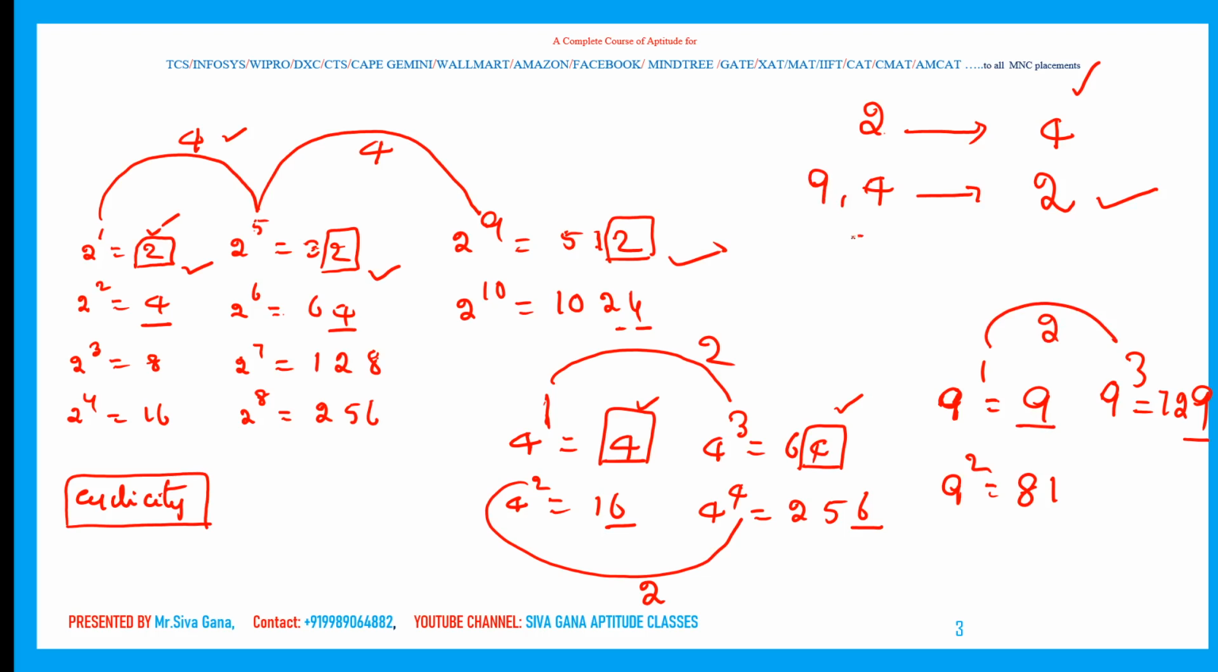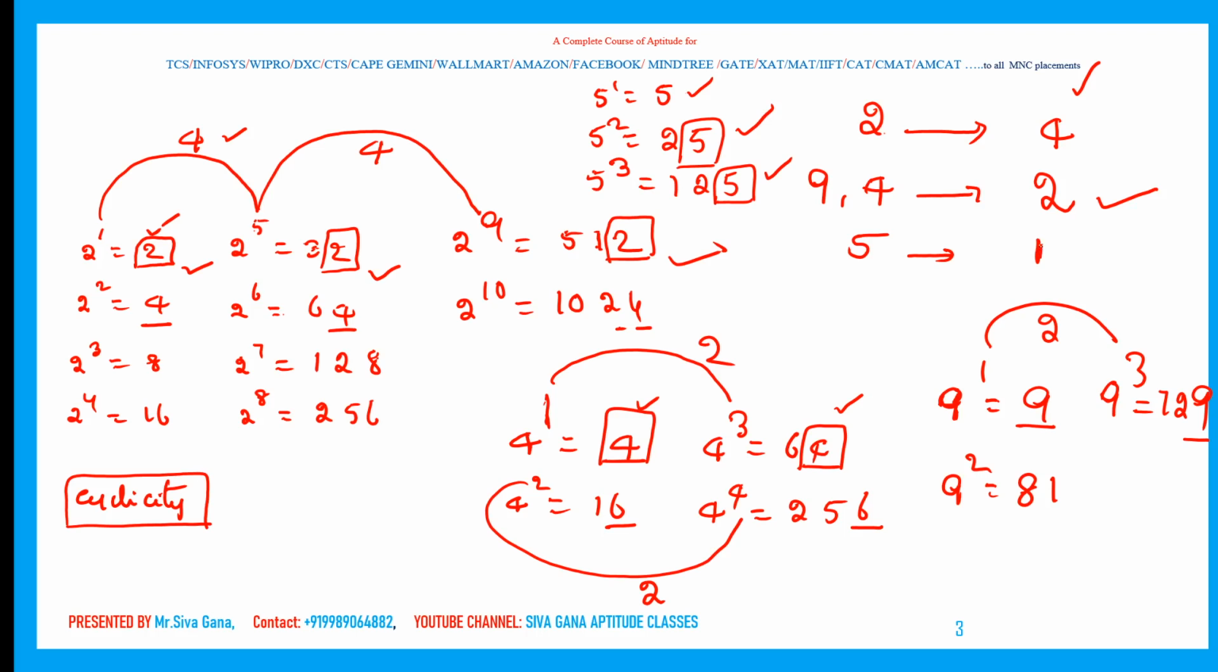Now let us check the cyclicity value of 5. 5 power 1 is 5. 5 square is 25. Unit digit is 5. 5 cube is 125. Unit digit is repeated. So for every power the unit digit is repeated for the digit 5. Therefore, for the digit 5 the cyclicity value is 1.